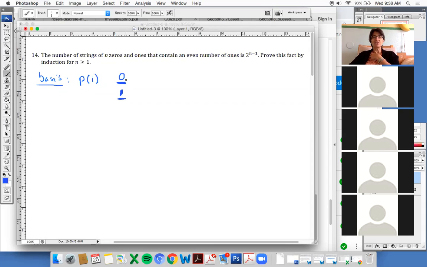But I'm particularly interested in those bit strings with an even number of ones. So which one of these has an even number of ones in it? This first one or the second one? First one. Yeah, the first one. The first one has no ones in it, 0 ones. 0 is an even number. So this one has an even number of ones.